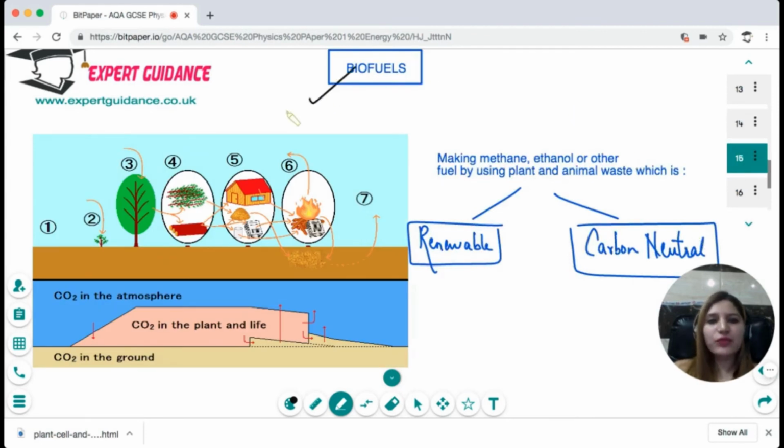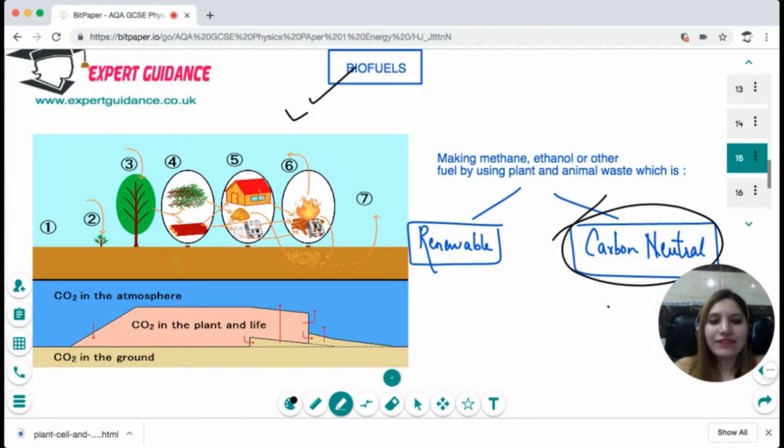Now, biofuels is also another promising source for the future, where we use plant resources to generate fuels like ethanol or methane. Now, although methane and ethanol produce greenhouse gases when they are burning, we call them carbon neutral. Now, what is this phenomenon of carbon neutral?